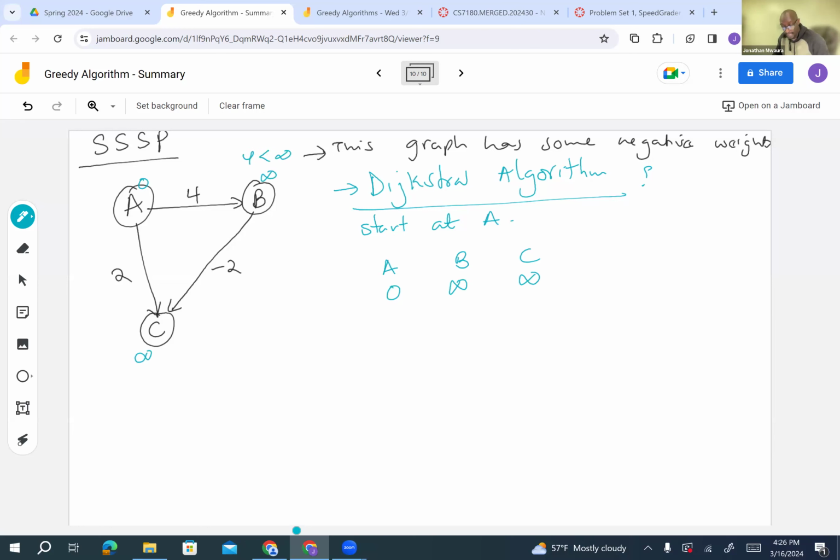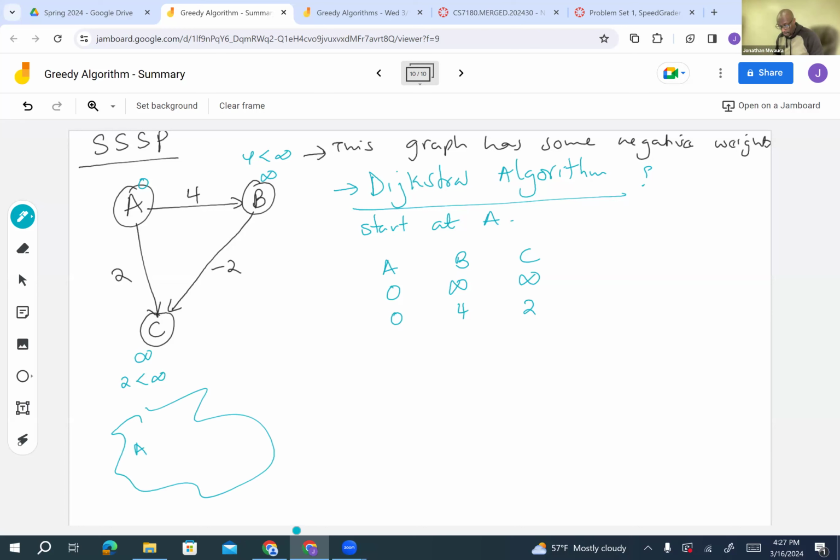So we are going to relax that edge. So this is 4 now. And then A to C is 2. 2 plus 0 is 2, and 2 is smaller than infinity. So this is 2. Good work. So if we had some sort of cross set, our A would be here, and A is already sort of finished. Nice. So now we go to the next shortest one, which is C.